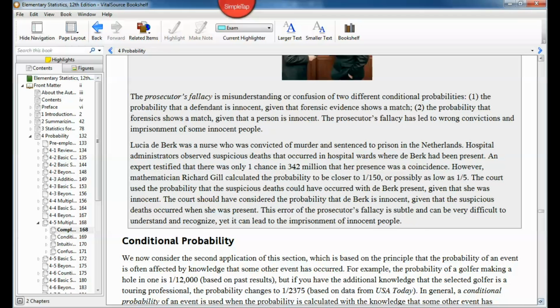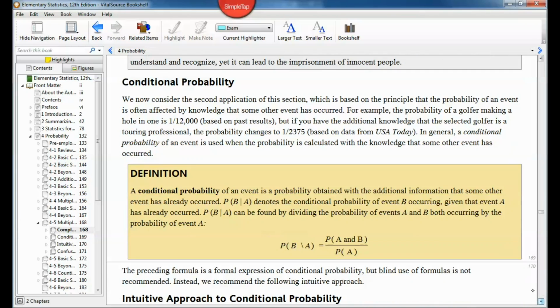All right. So that's at least one, and its complement, none. Let's take a look now at conditional probability.